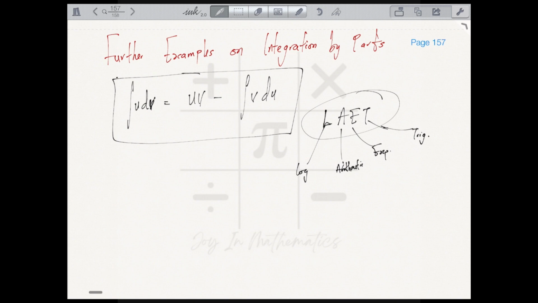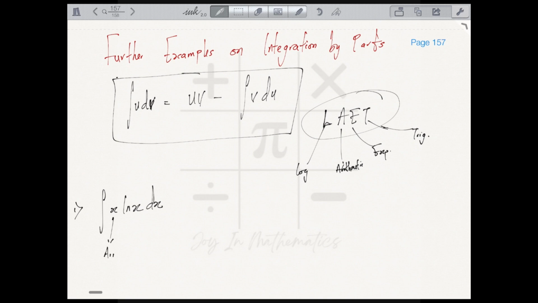Now let's consider some examples. In our previous examples that we did in the last video, we considered using arithmetic and exponential. We considered using arithmetic and also trigonometric functions. But now let us look at how to apply logarithm functions using integration by parts. Let's take for instance that we have x ln x dx.